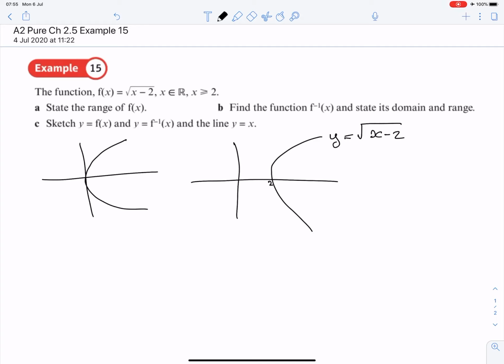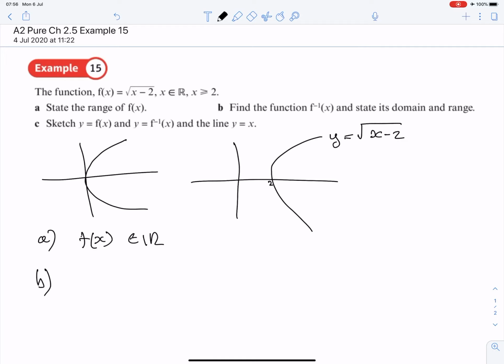So the range, the outputs, once we know what we're looking at, is equal to f of x is a member of the set of reals, and f of x is greater than or equal to 0. And that's it. Okay, part B. Find the function f inverse of x and state its domain and range.